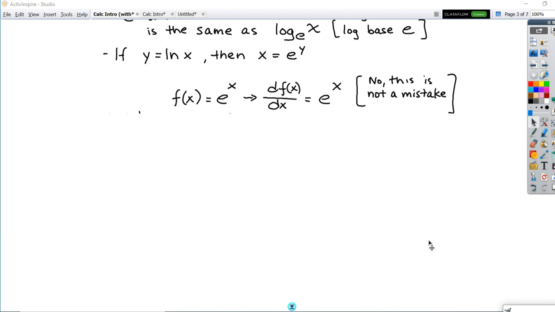My favorite derivative, the derivative of e to the x, is e to the x. No, that is not a mistake. It is in fact e to the x. So that is the only function that, no matter what derivative you're talking about, you can keep taking derivatives of that function forever, and it's always the same function.